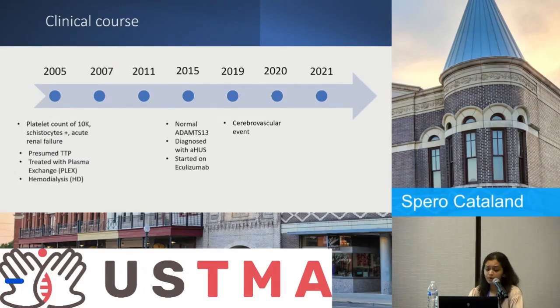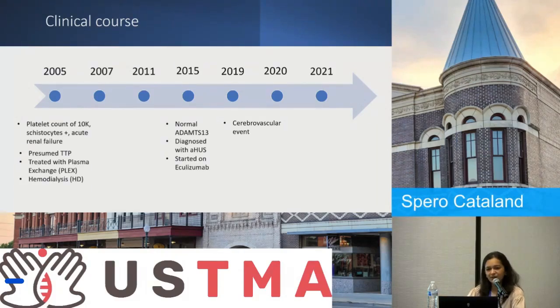Unfortunately, despite being on eculizumab, she had recurrent episodes 5 years later in 2020. And at that time, she was transitioned to ravulizumab just to see if, rather than eculizumab, ravulizumab would work in a different way. Will she respond to it? And unfortunately, despite being on ravulizumab, a year later, she had another episode.